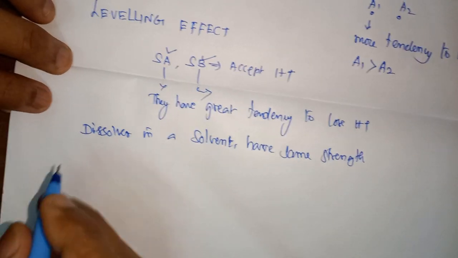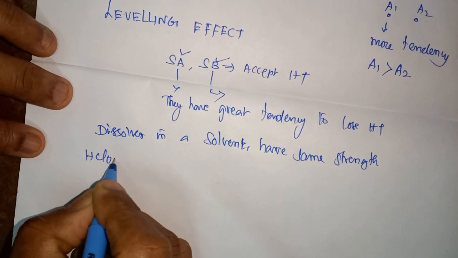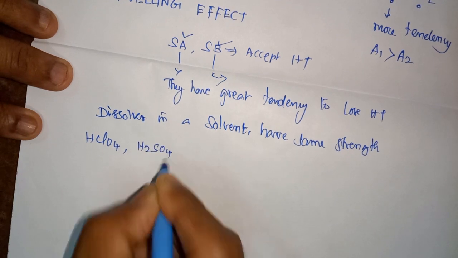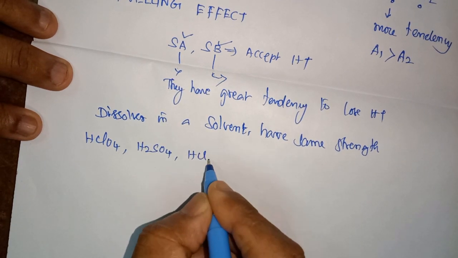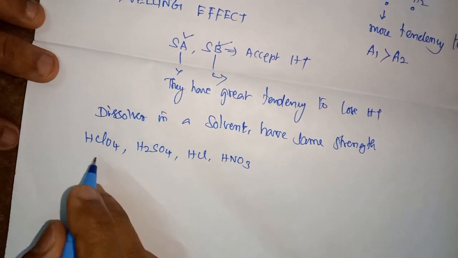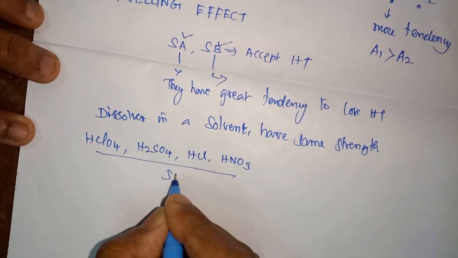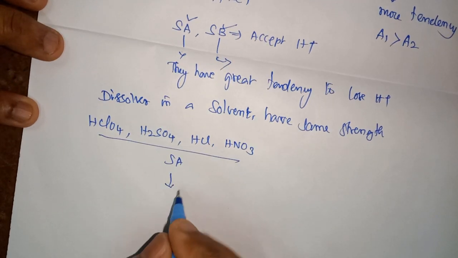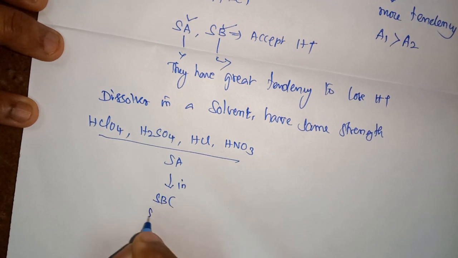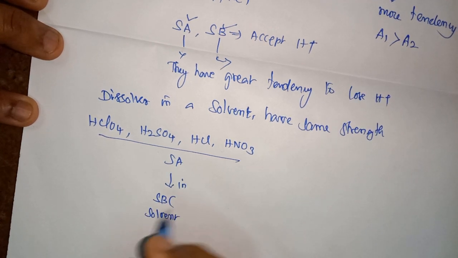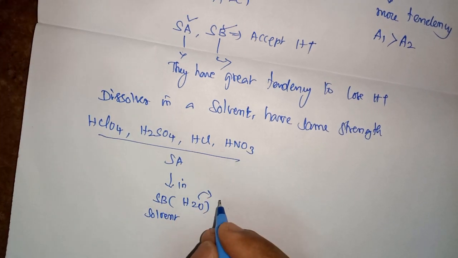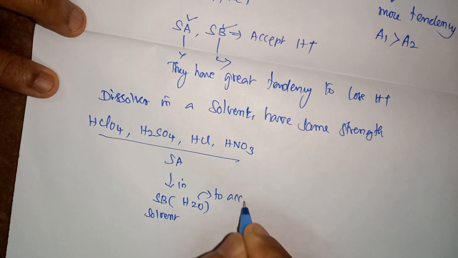We can go for an example. I take HClO4, perchloric acid; H2SO4, sulfuric acid; HCl, hydrochloric acid; HNO3, nitric acid. All these are strong acids. I dissolve the strong acids in a strong base as a solvent. I dissolve this in water. Water is a strong base. It has very high tendency to accept proton.